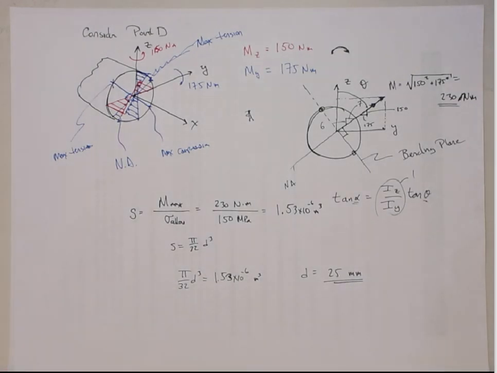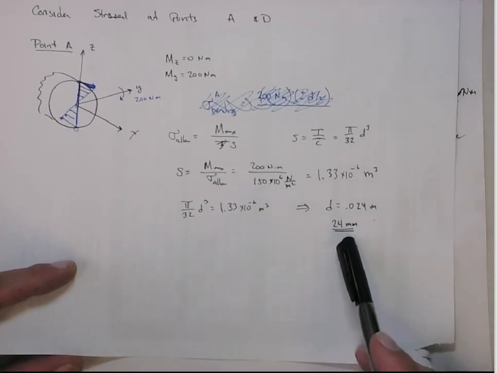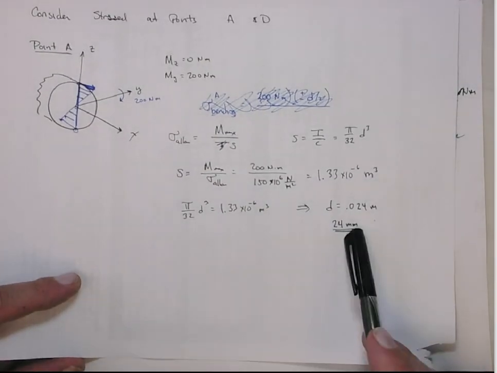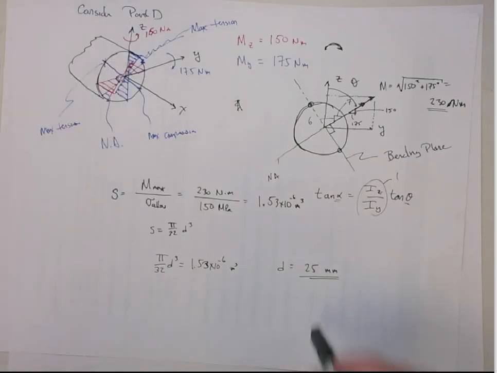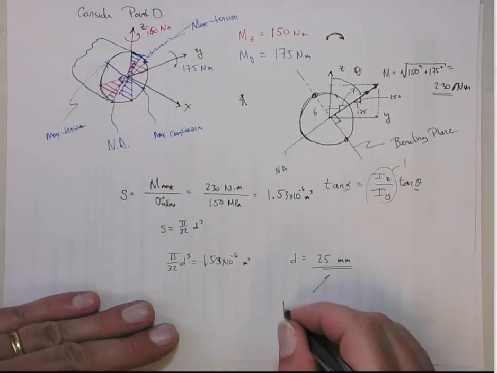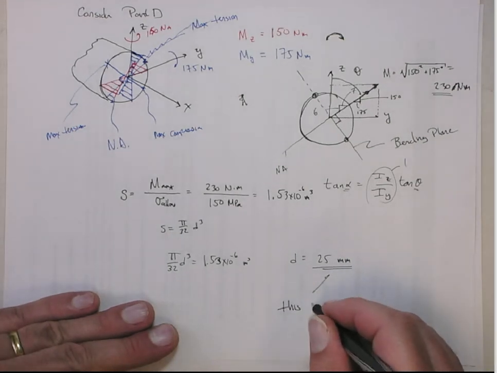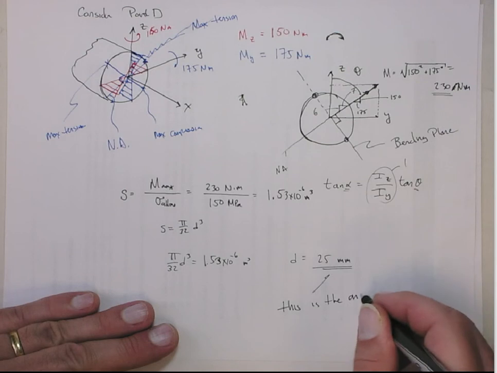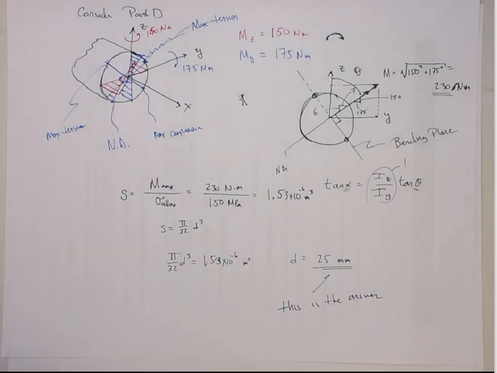From the prior analysis, they're pretty close actually. The shaft was supposed to be 24 millimeters. You get a 24 millimeter shaft. So actually the correct answer is dictated by the case at point D. So this is actually going to be your answer. But more conservative, right?